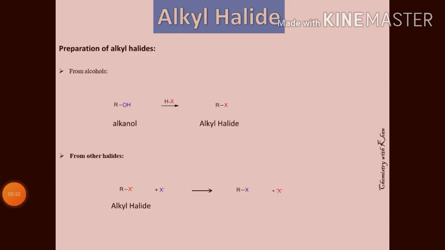Now the next is from alcohol. This is alcohol. It is reacting with hydrogen halide and it will form alkyl halide. Alkanol to alkyl halide. From other halide: in this type of reaction, you can see that a red halogen is directly attached to an alkyl group. It's the alkyl halide, and this red one will be replaced by the blue one. It means that one halogen is removing the other halogen.